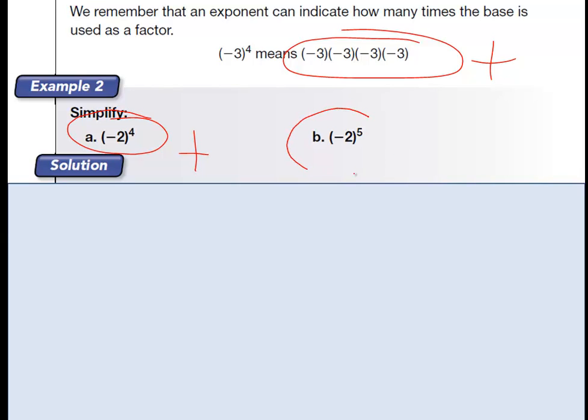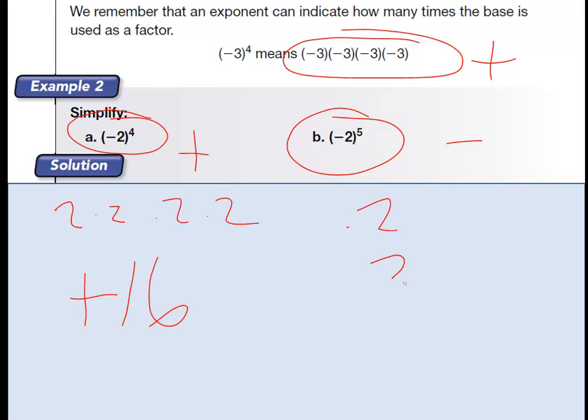Is this going to be positive or negative? It's going to be negative. So then we just do the math, right? 2 times 2 times 2 times 2, that's 4, that's 8, that's 16, so this is going to be positive 16. Then over here we got that positive 16 times another 2 is 32, because we have 5 2's on this side here.